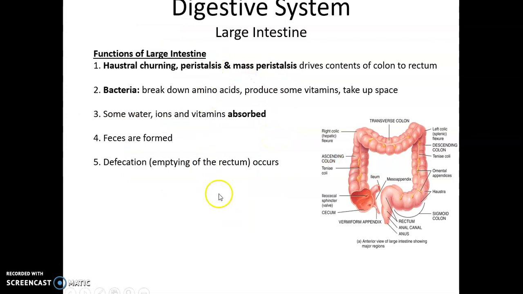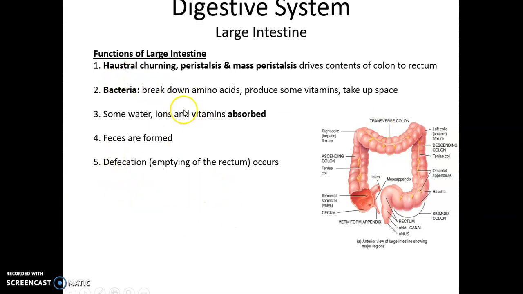All right, functions of the large intestine. Well, there is, of course, movement. There is haustral churning, which is the movement of the feces back and forth between various haustra. There's peristalsis, muscular contractions that move the feces along the length of the large intestine. And there's also mass peristalsis, which is much, much faster and helps to drive the feces to the rectum at a much more rapid rate.